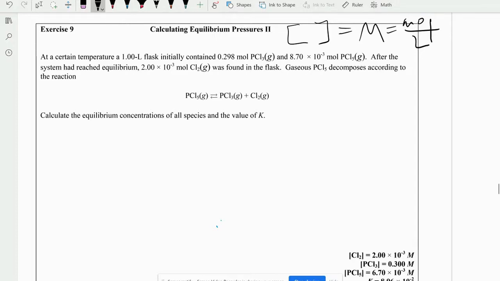If you take a look at this problem, you don't see anything about atmospheres. I see moles and I see a volume. I'm just kind of glancing over with my eyes. Don't worry, we'll read the problem here in a minute. So we're dealing with concentrations here.